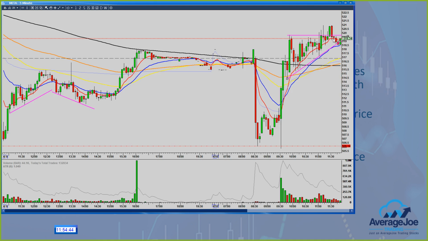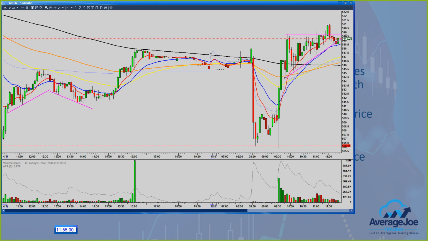So in all indication, we were looking for a pop. And we did get it. We got it here and a big aggressive pullback. We got it here and then we got the pullback here.